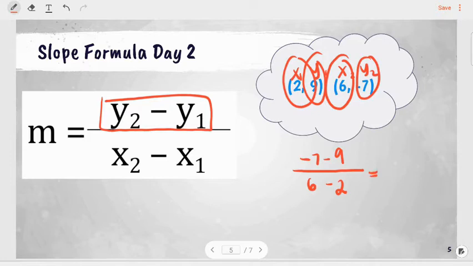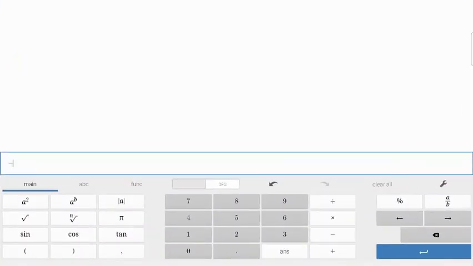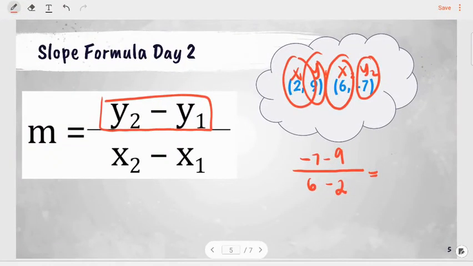And I simplify. Negative 7 minus 9. Now, if you're not confident, I would use a calculator. So negative 7 minus 9 is negative 16. So on the top of my fraction, negative 16, over 6 minus 2, which is 4. Remember, the last question I ask myself is, can I simplify that slope? And the short answer is yes. So my answer simplifies to negative 4 over 1, or if I simplify it to a whole number, it's just negative 4.